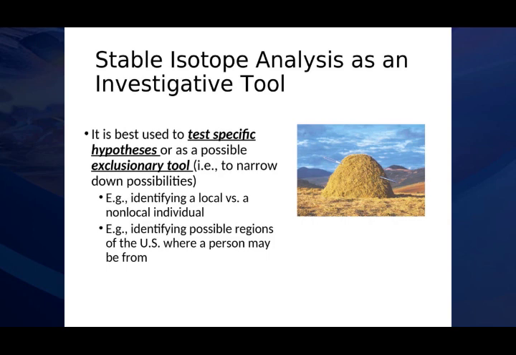to narrow down possibilities. So maybe identifying whether a person is likely local or non-local to the area where they died, or if the person might be non-local to the country where they died. So these are going to be the most powerful kinds of applications, when the signatures of the tissues look very different from what local individuals look like. So it has to be contextualized with your specific study.